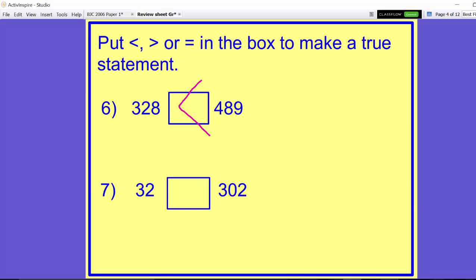Number 7, we have 32 and 302. Again, the number on the left is the smaller, so we're going to use our less than sign again. 32 is less than 302. Or if you learn the alligator mouth, the mouth should always be open to the larger number.